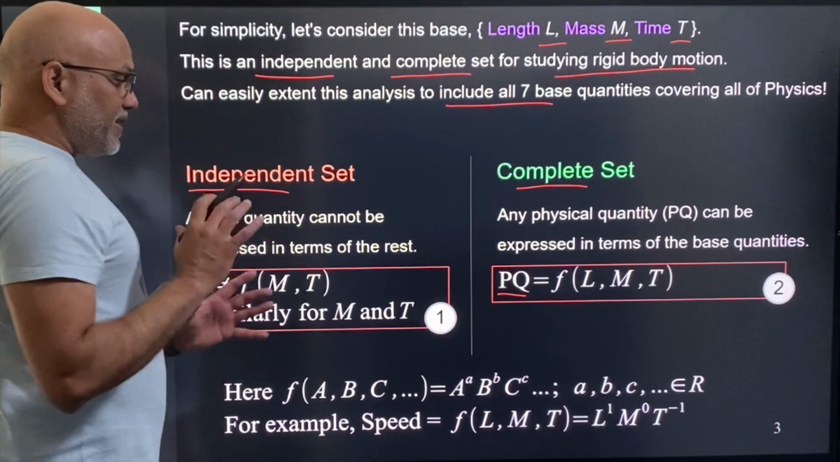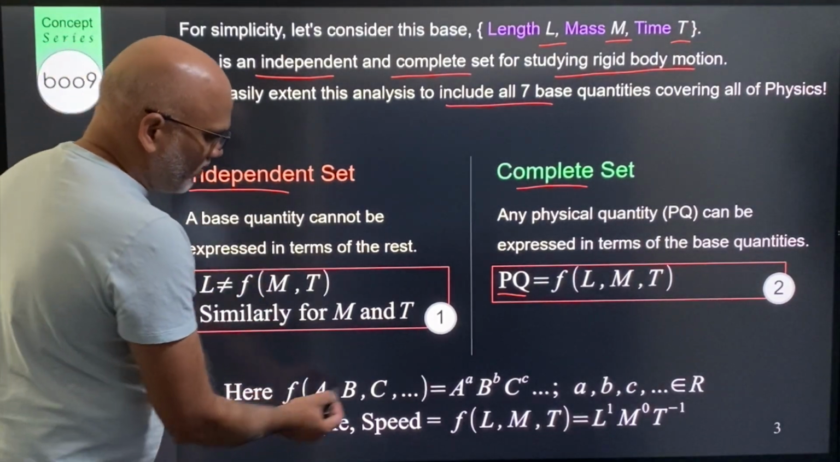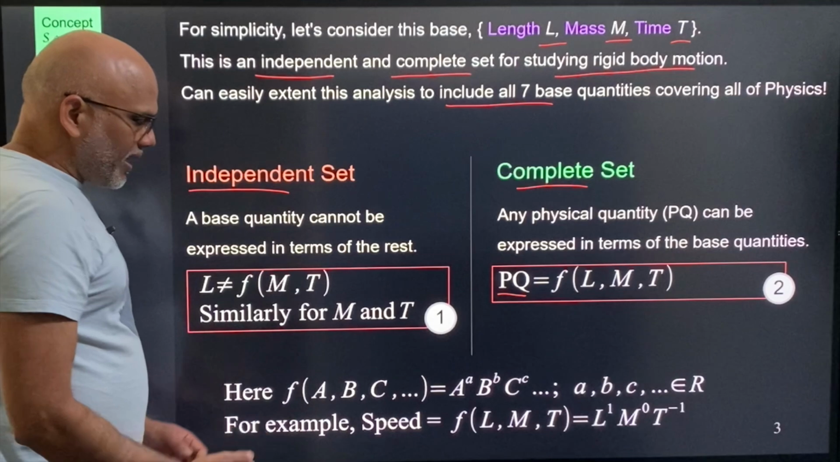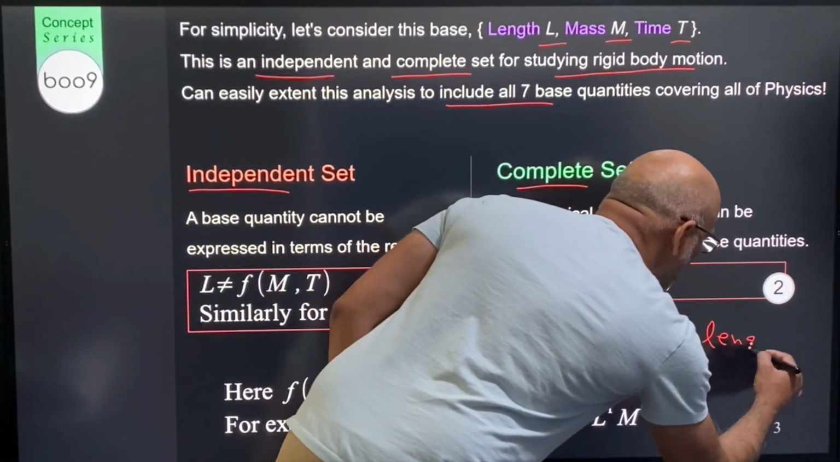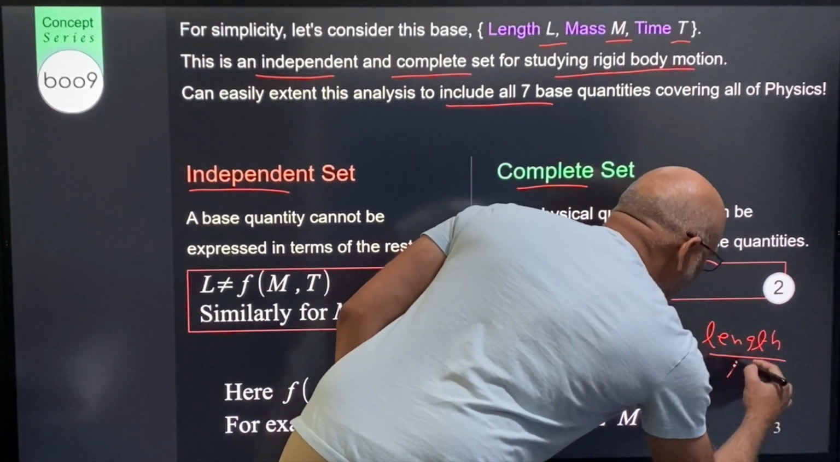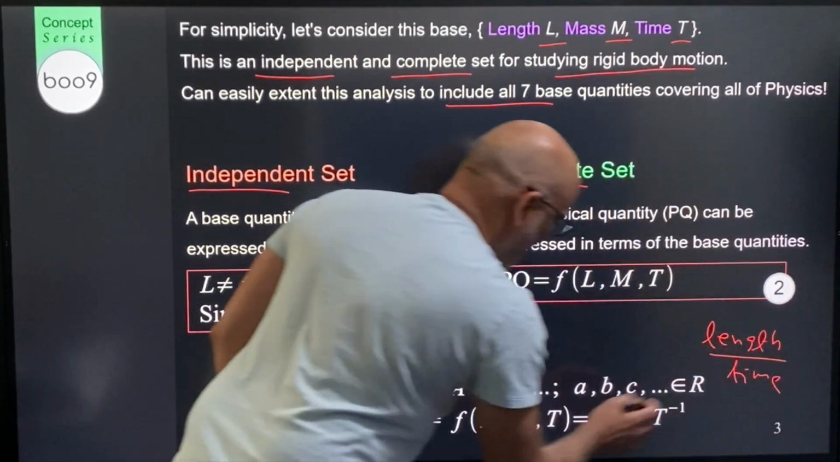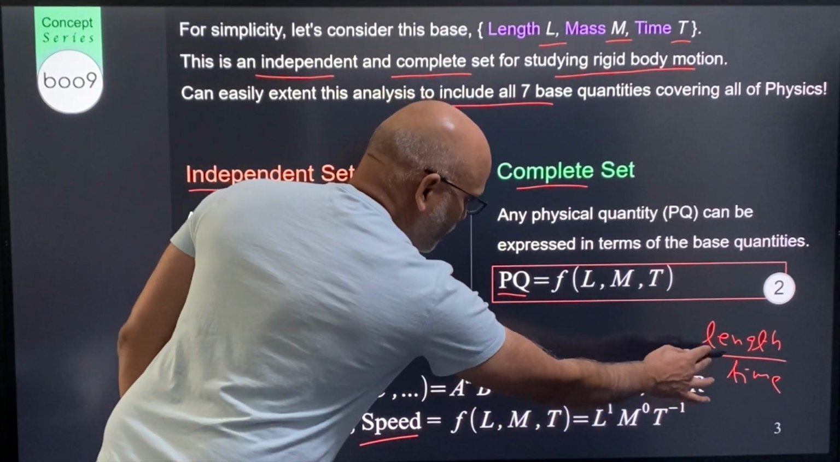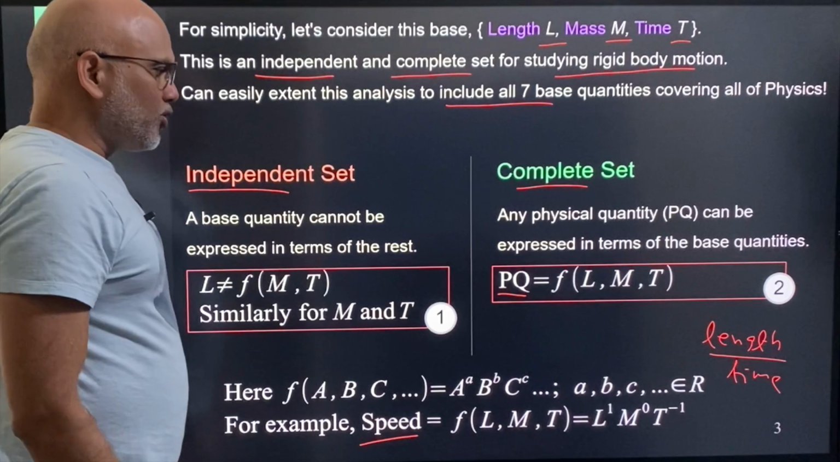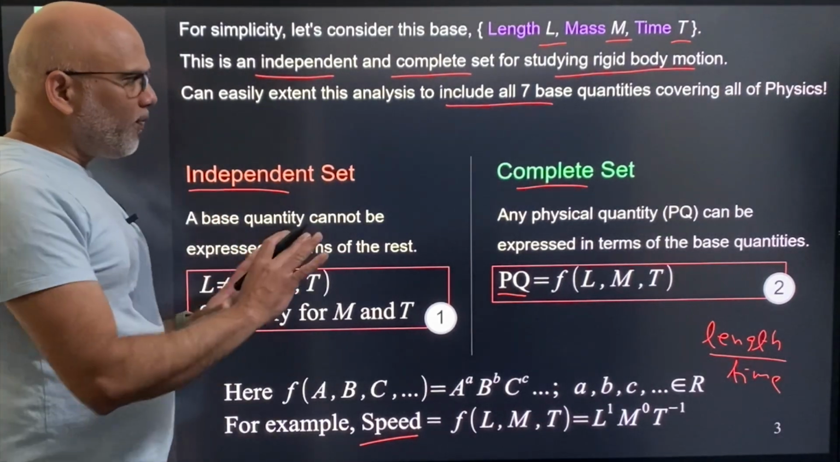Now, for physical quantities, the function has a special form like so. Just as a simple example, speed. Speed is length over time. So length to the power 1, there is no mass, so mass to the power 0, and it's 1 over time, so time to the power minus 1. All right, so far so good.